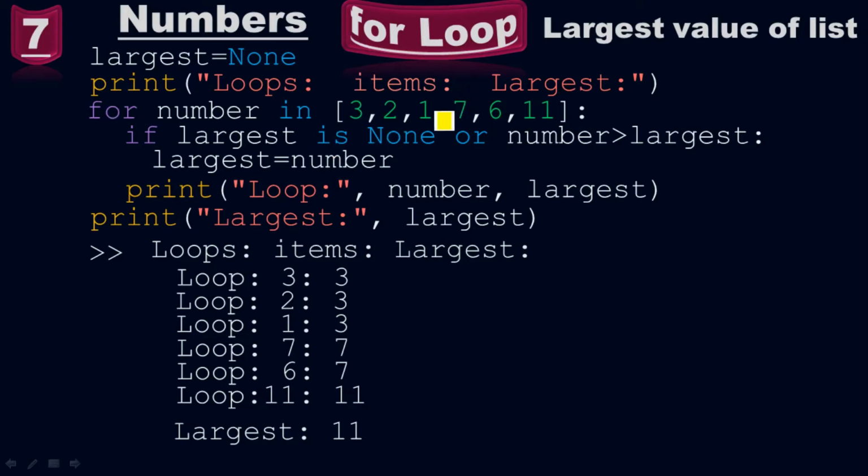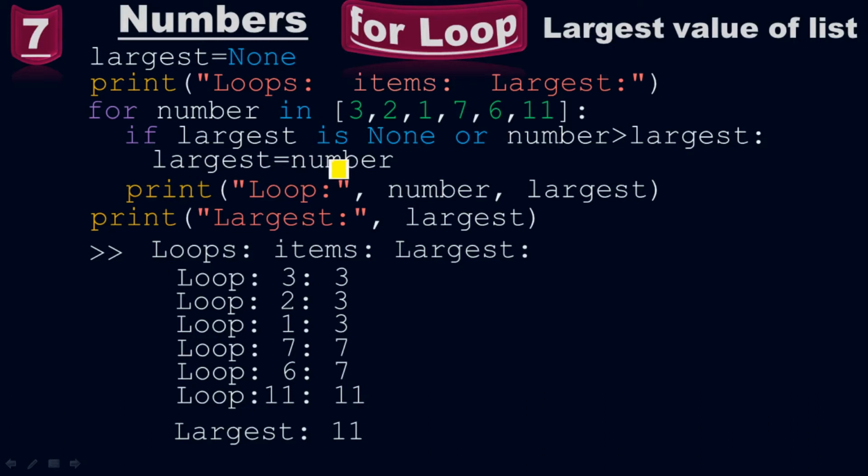Then it iterates over 1. The number is 1 here. What was largest last time? Last time largest was 3. So largest equals number if, in case, the number is greater than largest. But 1 is not greater than largest, which was 3. Therefore, still 3 is the largest. Similarly, when it iterates over 7, 7 is the number by now. 7 is greater than largest. What was the previous largest value? The previous largest value was 3. So 7 is greater than 3. Therefore, largest equals that number.